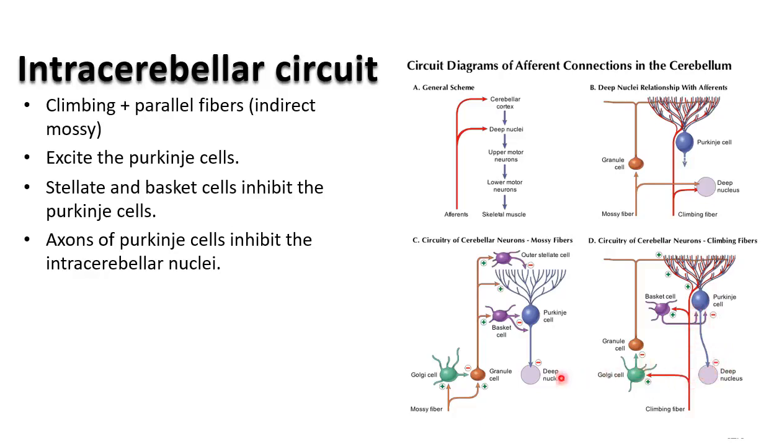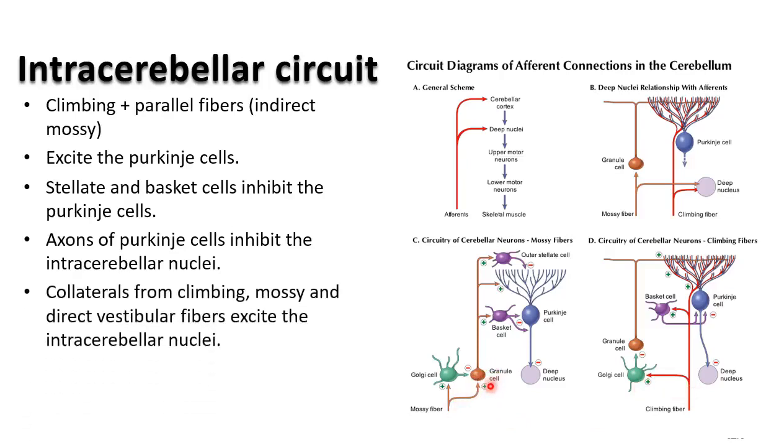Where you see excitatory, here it is excitatory. The Golgi cells, mainly the climbing fiber and also your mossy fiber, are excitatory. Collaterals from the climbing and mossy fibers, as I told you, and the direct fibers from the vestibular nucleus excite the cerebellar nuclei. So what you are able to understand based on this is that there is an excitatory and inhibitory mechanism which is mainly responsible for smooth coordination of the muscular activity.